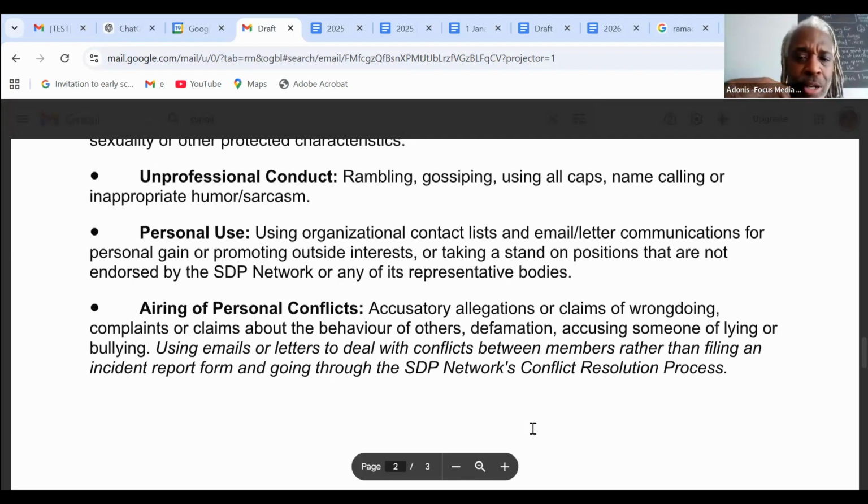Accusatory allegations or claims of wrongdoing, complaints or claims about the behaviors of others. Defamation, accusing someone of lying or bullying. Using emails or letters to deal with conflicts between members rather than filing an independent incident report form and going through the SDP network's conflict resolution process.